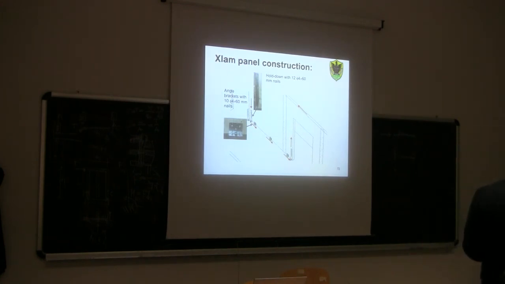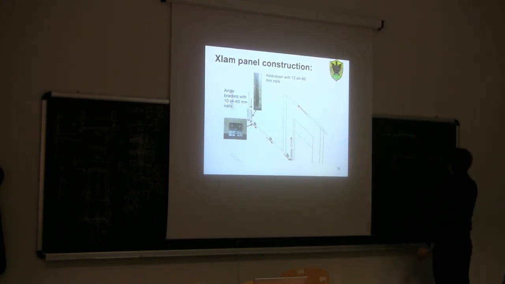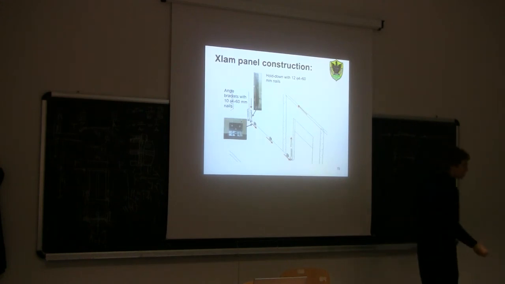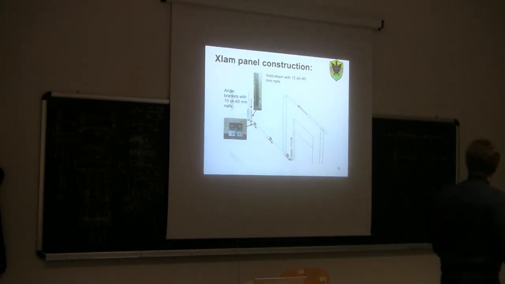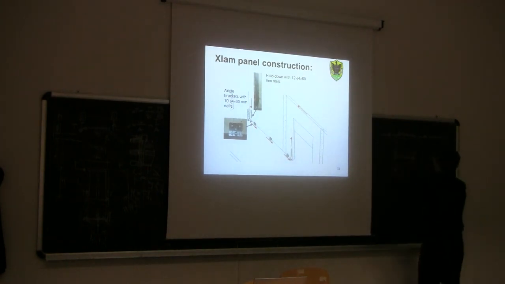horizontal displacement, so slip of the panel itself. So the angle brackets are there to prevent translation, this kind of movement, horizontal movement of the walls themselves. The angle brackets are usually placed in the inner part of the wall at a constant spacing to each other. So those angle brackets are there to resist shear.